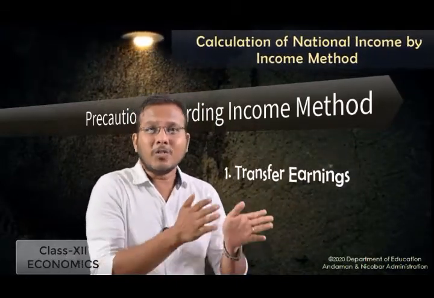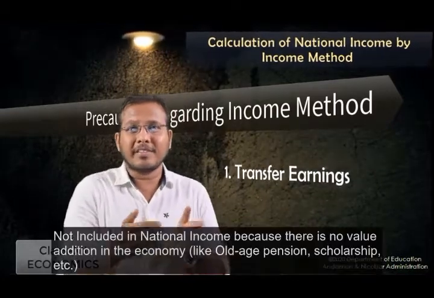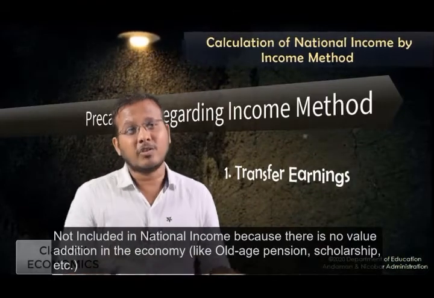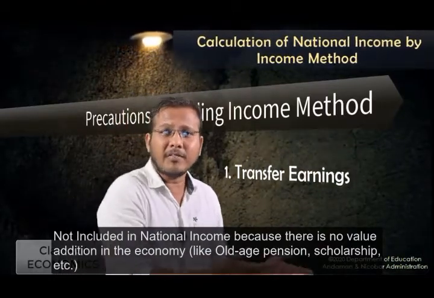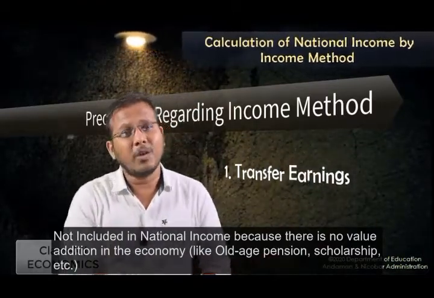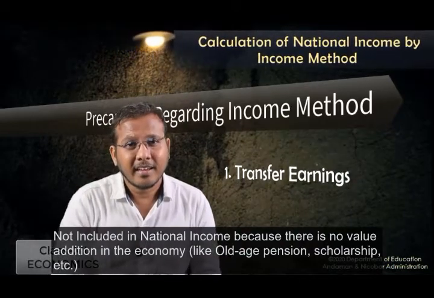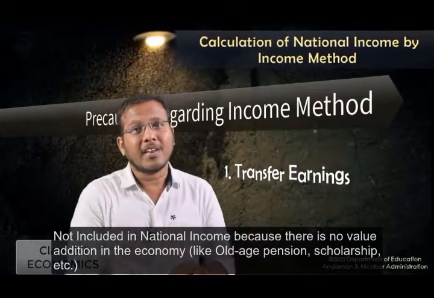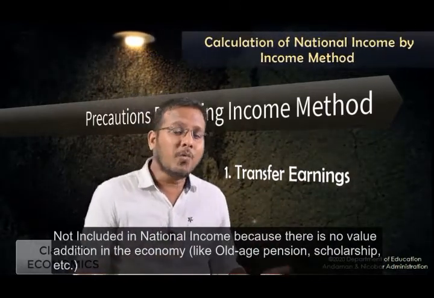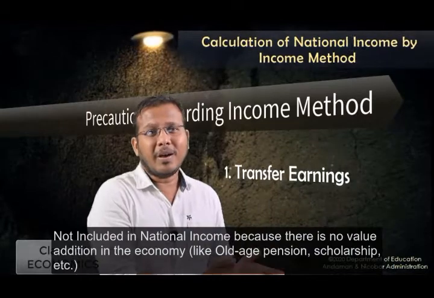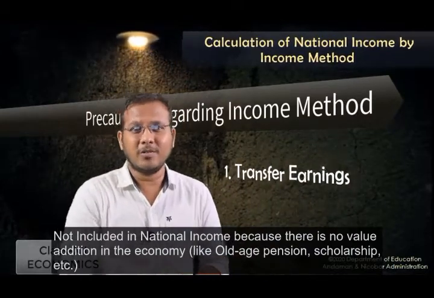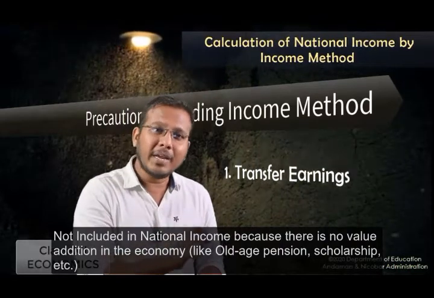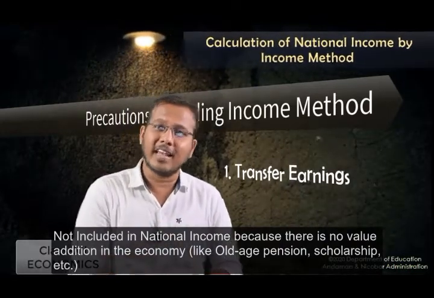Like all those transfer payments and transfer incomes received, like the old age pensions, unemployment allowances, scholarships, the pocket money which you get from your parents, they will not be included in the national income. Why are they not included? Because they are transfer payments. There is no value addition done by these activities in the economy, so these transfer incomes or transfer payments will not be included in the national income.